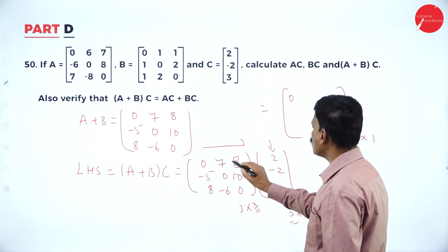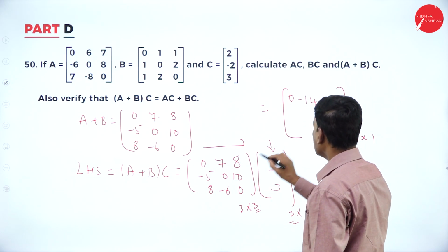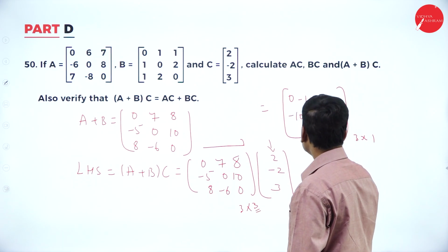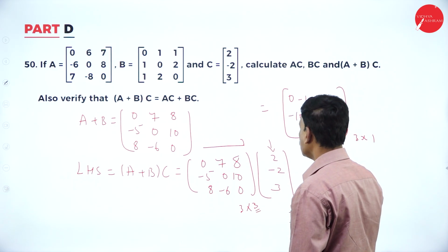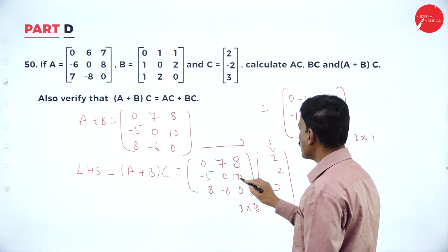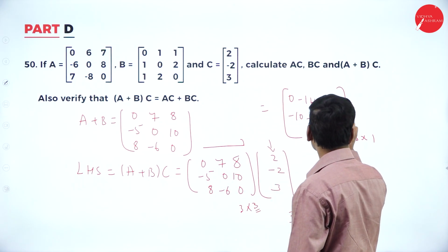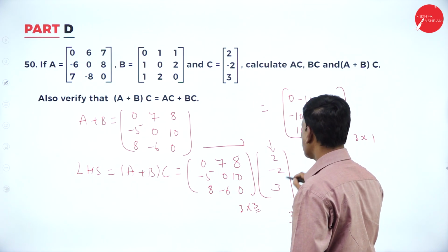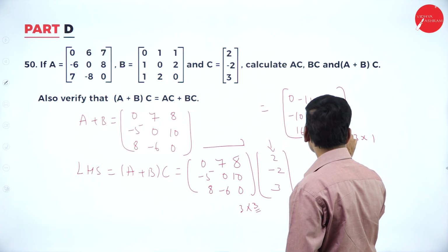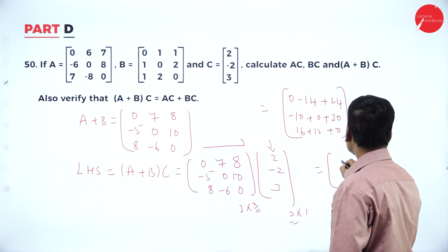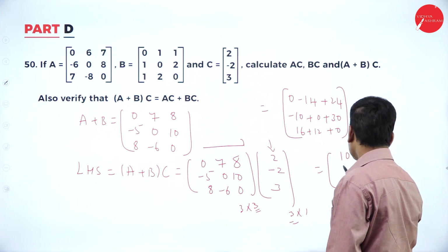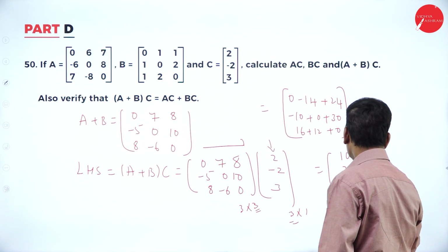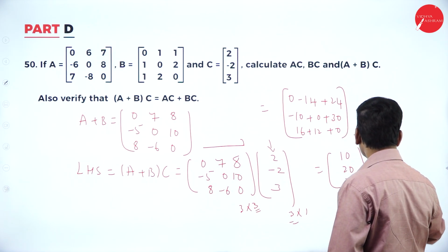So, 0 into 2 is 0, 7 2s are 14, 8 3s are 24. Second row, minus 5 2s are minus 10, plus 0, 10 3s are 30. Third row, 8 2s are 16, minus into minus plus, 6 2s are 12, plus 0. This is equal to 38, 20, 28. Let us represent this as equation number 1.